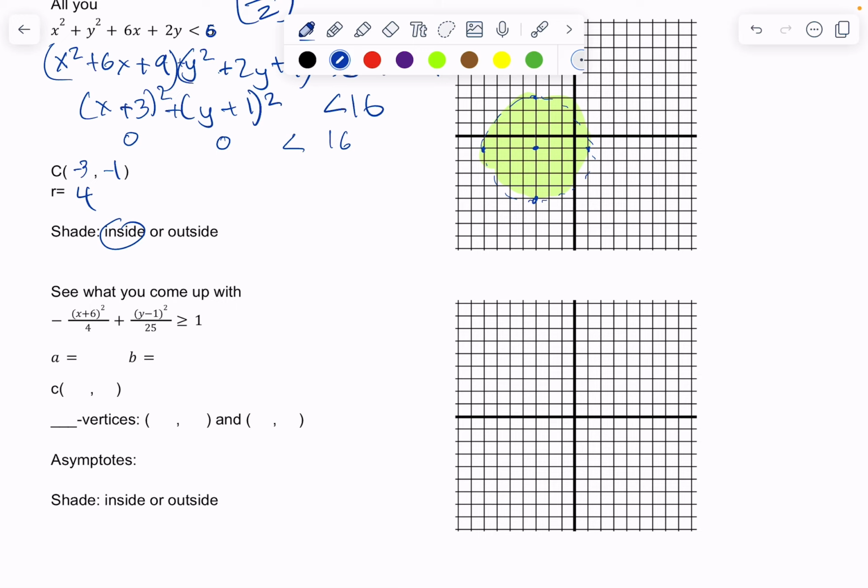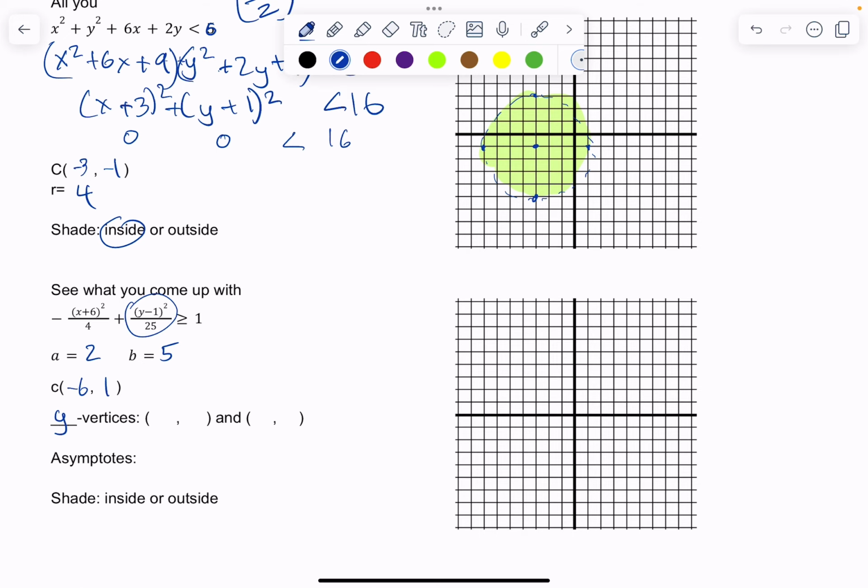Otherwise, it is 2 and 5, my A and my B. My center, my H is -6 and 1. Which one is my positive? My Y's are positive. So that being said, I'm going to keep my X's the same and have 1 plus or minus 5. And that gives me -4 and positive 6. My asymptote is going to be 5 over 2 and -5 over 2.